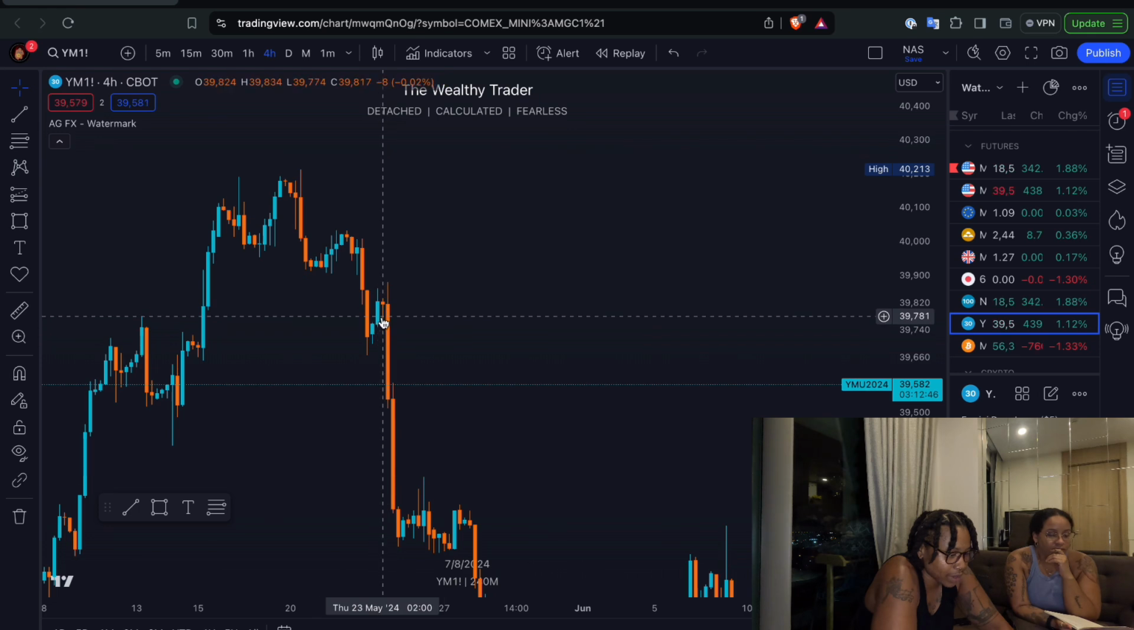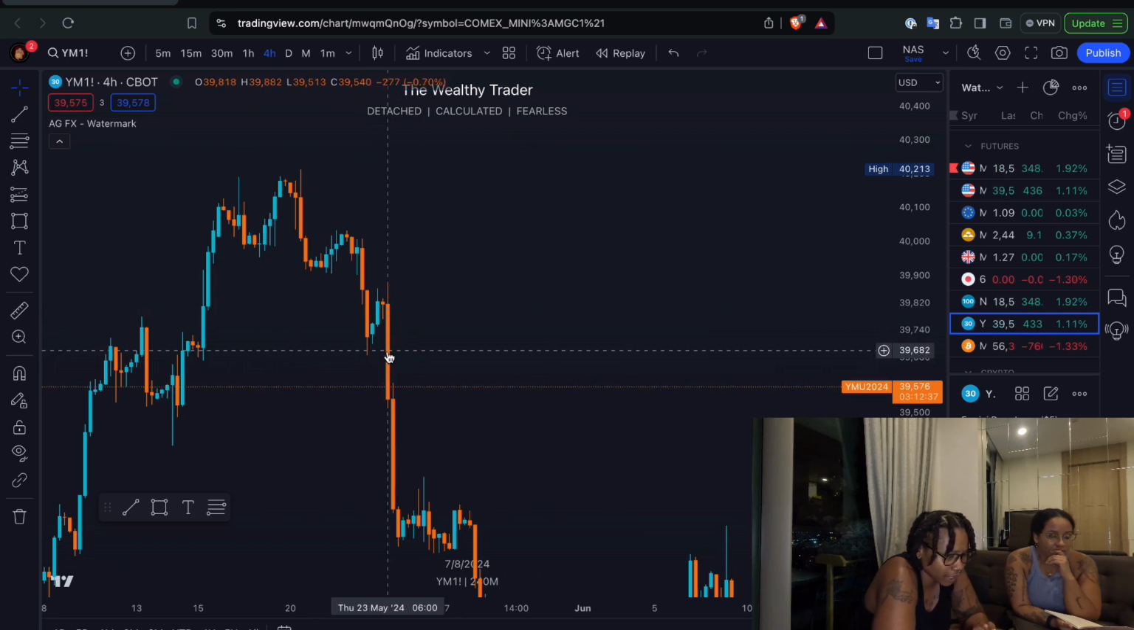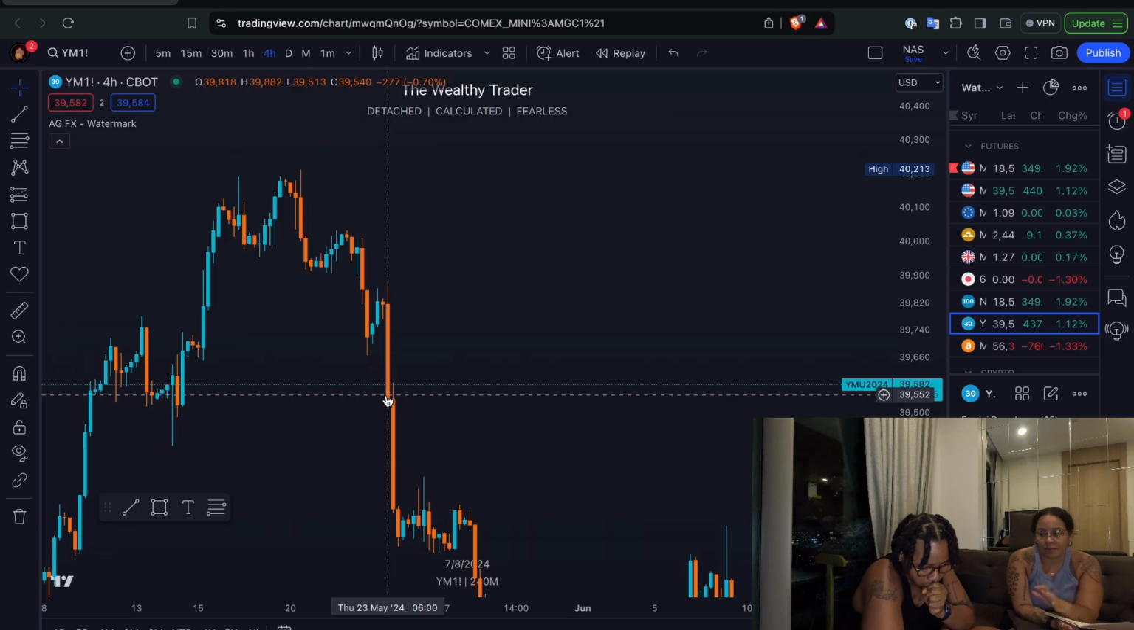Anytime you see you have a candle right here, you have your candle that prints, and this is the low. You have this next bearish candle.